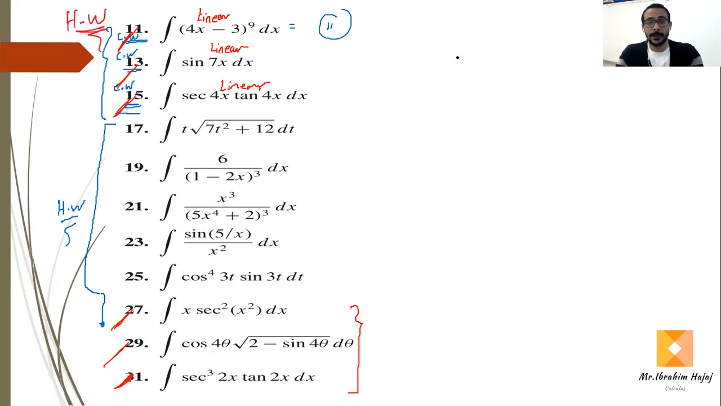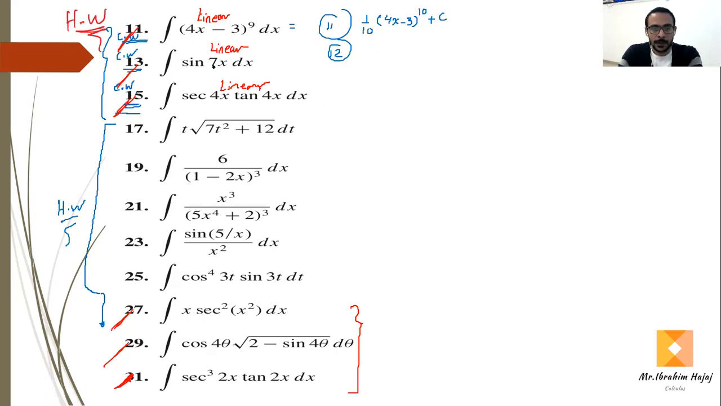Substitution, right? Either you can use substitution or the direct way, because it has a linear function inside the parentheses. So we go up to 10 over 10: 4x minus 3 to the power 10, over 10, over 4, plus c. That's it. You can solve it quickly without using substitution.